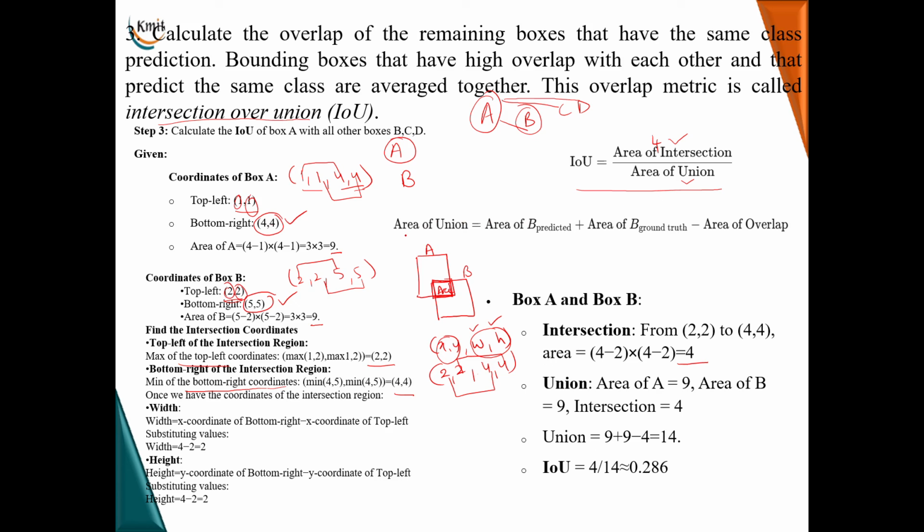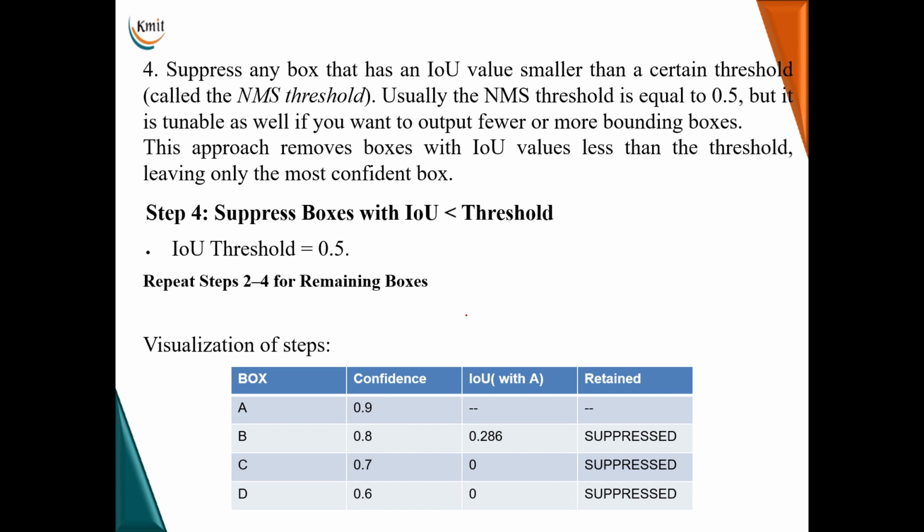Coming to the area of union, the formula is area of A plus area of B minus area of intersection. Area of A is 9. Area of B is 9. Minus area of intersection, which is 4. So 9 plus 9 minus 4 is equal to 14. So numerator is 4, denominator 14. You will get 0.286 as your intersection over union. That is 28% overlap between A and B.